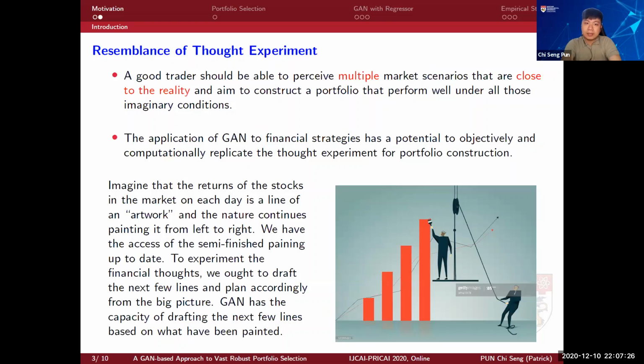So to better understand how GAN works here, we can basically consider the data we observe from the market as an artwork. So someone is painting it from the left to the right, and we can only see the semi-finished work up to date. And what we need to do is to continue painting. So we need to draft the next few lines of the painting, and the GAN can help us to achieve this, just like how GAN does this for images.